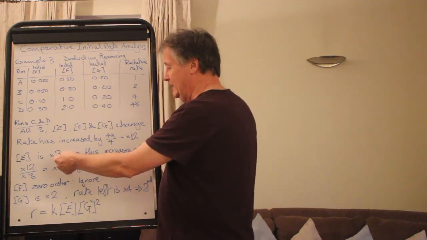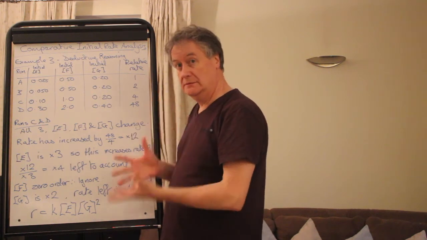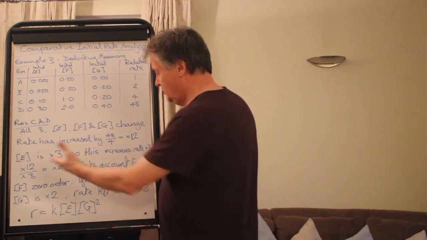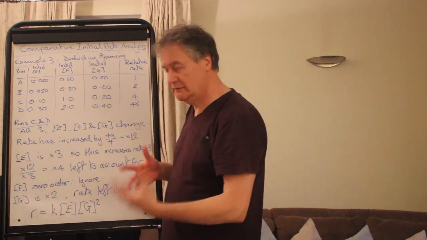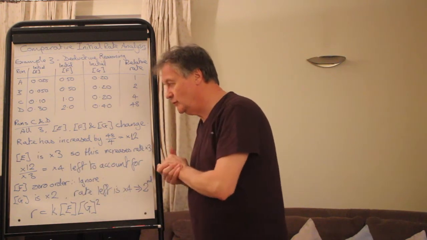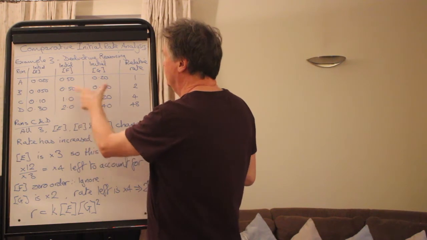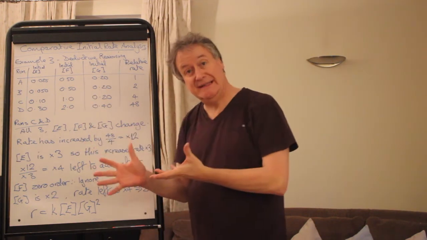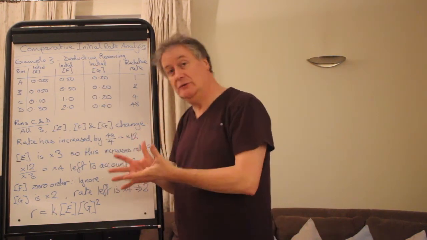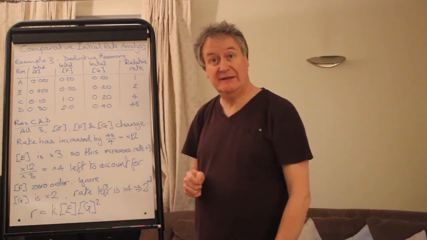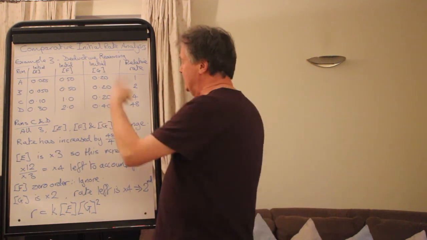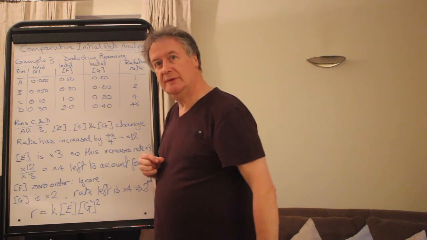So E3, take that out of the 12, not by subtraction but by division, and we still know we've got 4 times the rate to account for. So that means, what do we do? It's either going to be F or G, but we've already done the analysis for F. F is zero order, so we can ignore it. Doesn't have any effect on the rate, and therefore G must be responsible.